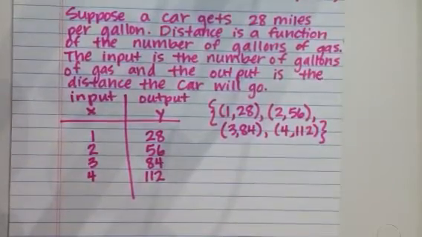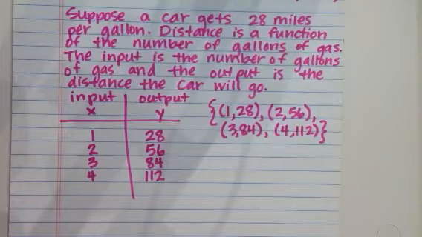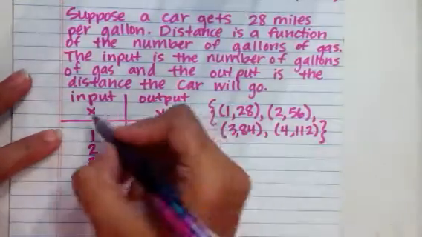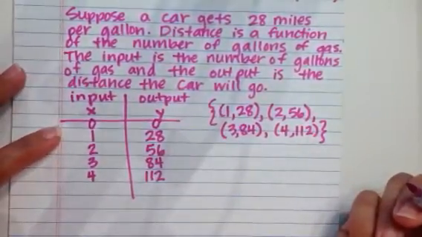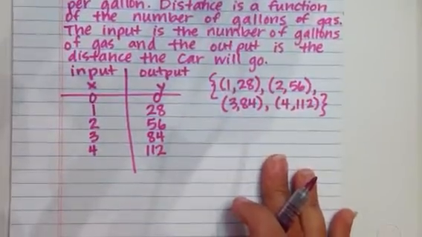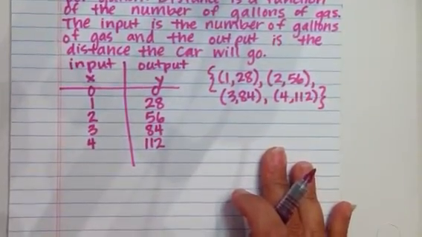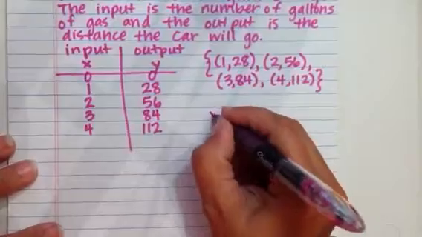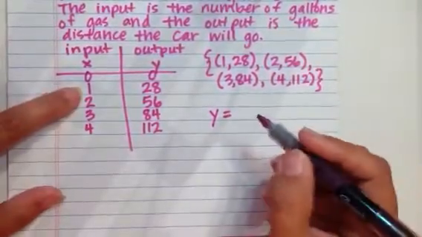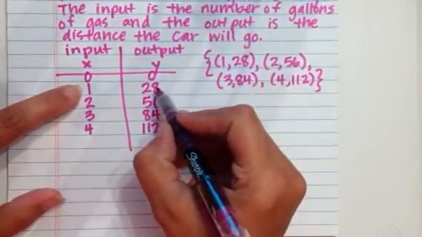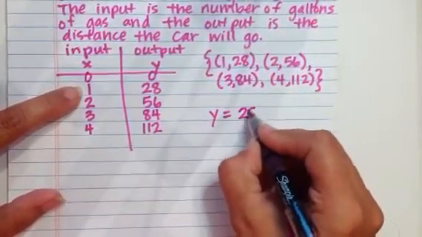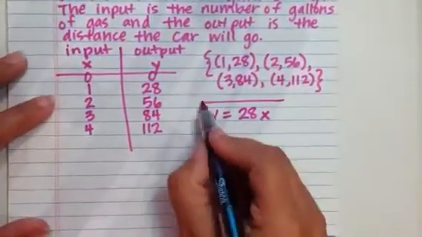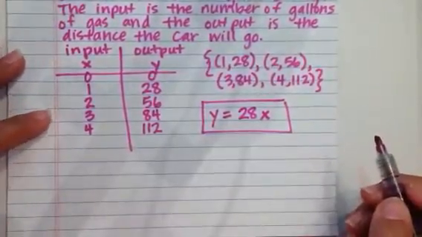Okay, so I could take this information in the table and I could write an equation. Well, if I put 0 gallons of gas, I would go 0 miles, right? So I know this equation or this graph goes through the origin. So my output variable would be y. And what's happening here? Every time we're multiplying the number of gallons times 28 miles. So that's going to be 28 times x. So this would be your function rule.